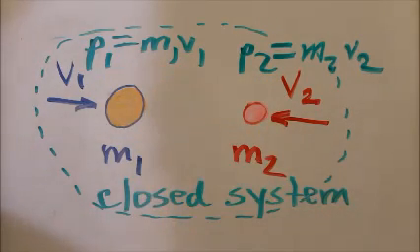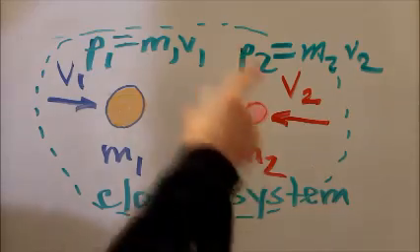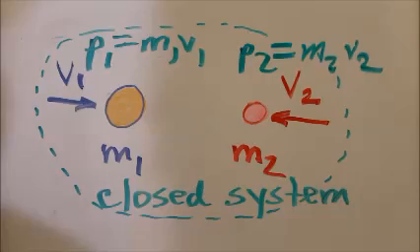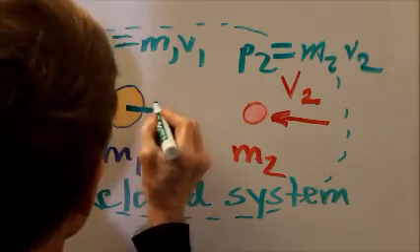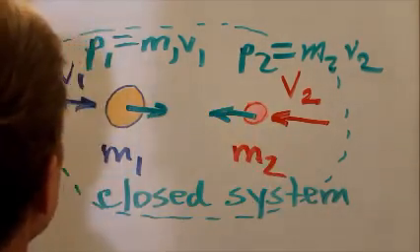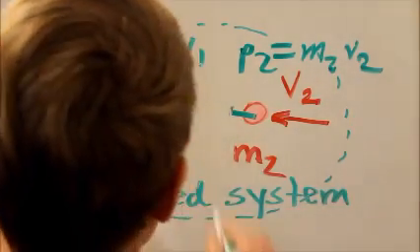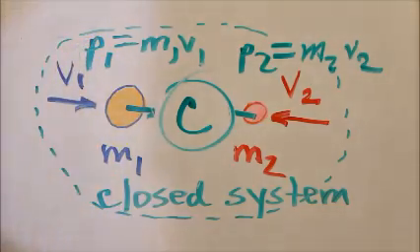Afterwards, these individual momentums will almost certainly change, but the total system momentum, the sum of these two momentum vectors, is going to stay the same after the collision, because nothing else enters and none of the mass in the system leaves. So the correct answer to this particular question is C.